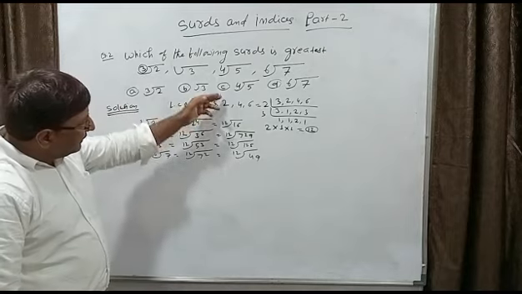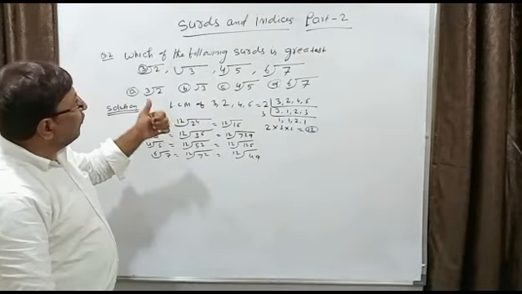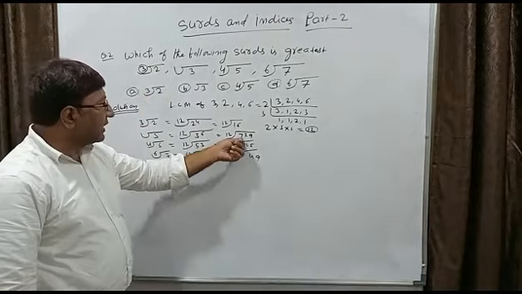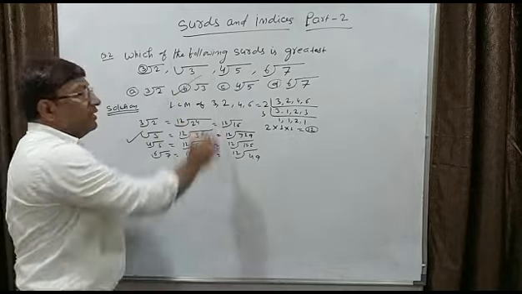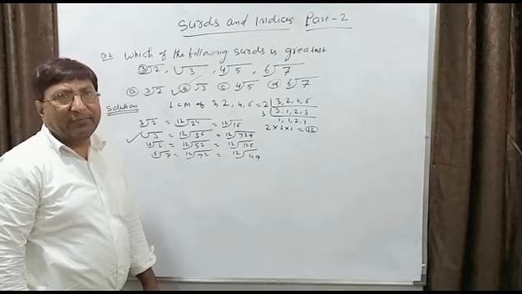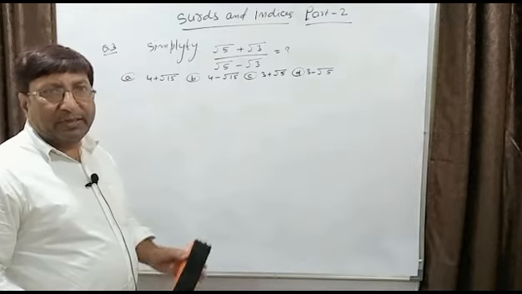Now you see, in every one there is a 12. So we need the greatest. The greatest is 729, that is root 3. So our correct answer is B.